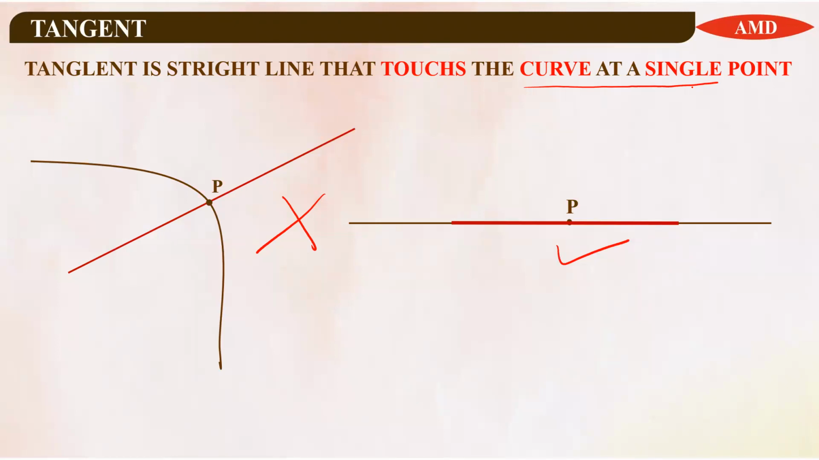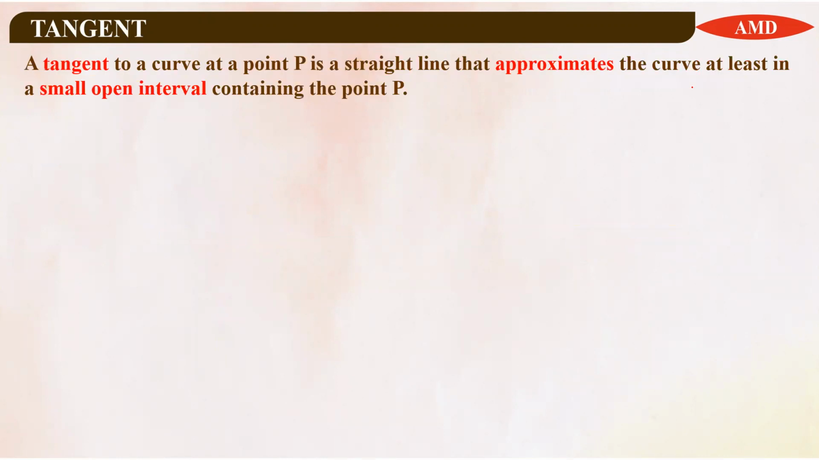So what could be a better definition for tangent? A tangent to a curve at the point P is a straight line that approximates the curve at least in a small open interval containing the point P. Let me explain this definition with a few examples.